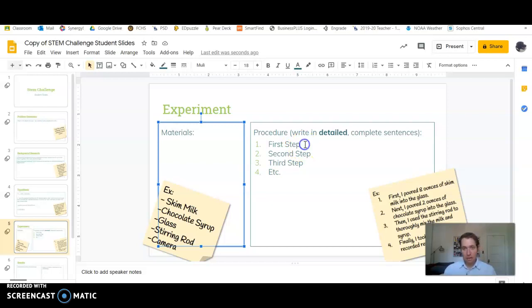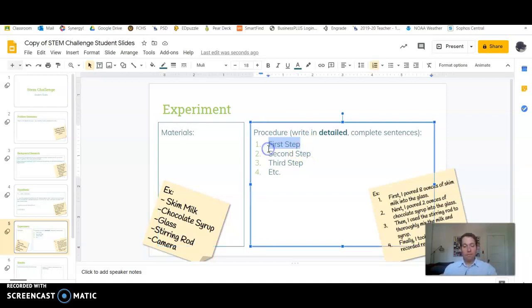So if you're building that tower, the first step would be, I laid out 30 noodles and put them in groups of 3, right? The second step would be to connect them, a marshmallow on each end, right? I then connected... Make sure they're in complete sentences, and that it's easy to read.